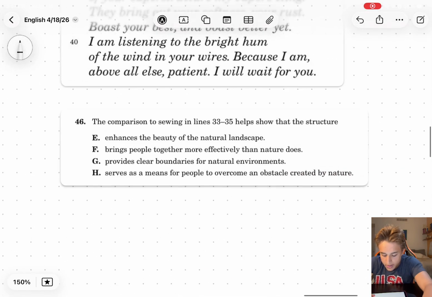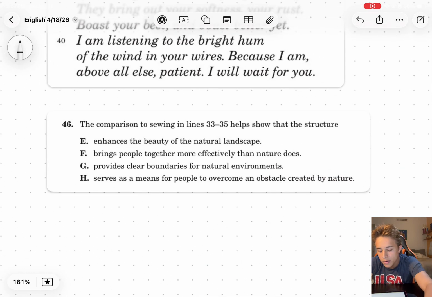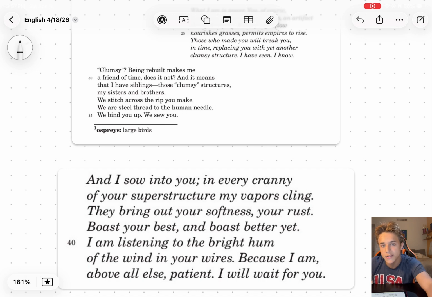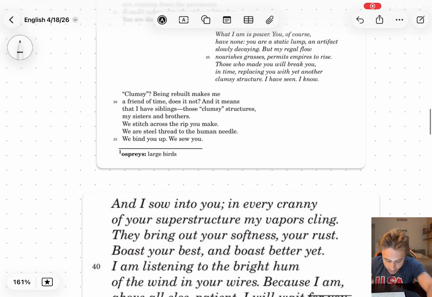So the comparison to sewing in lines 33-35 helps show that the structure, and then we need to figure it out. So the first thing we're going to do is go back to lines 33-35, where it says, my sisters and brothers, we stitch across the rip you make. We are the steel thread to the human needle. We bind you up, we sew you. So he's essentially saying that nature is creating this rip, and this machine is there to fix it.